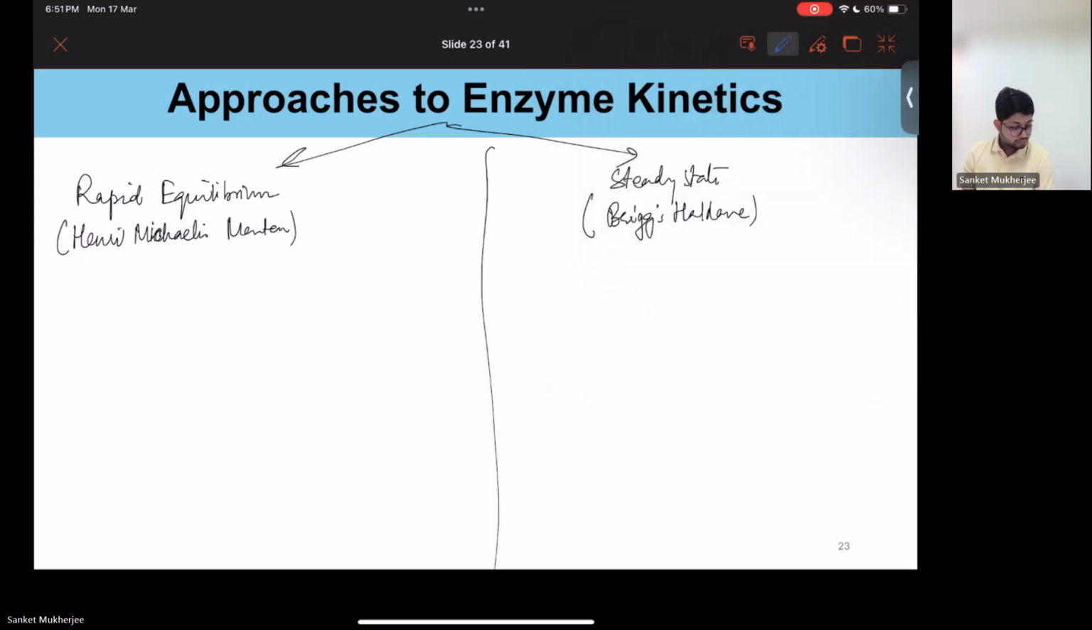So here we assume that the early components of a reaction are at equilibrium.